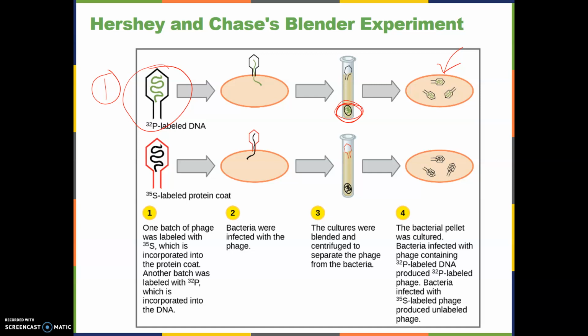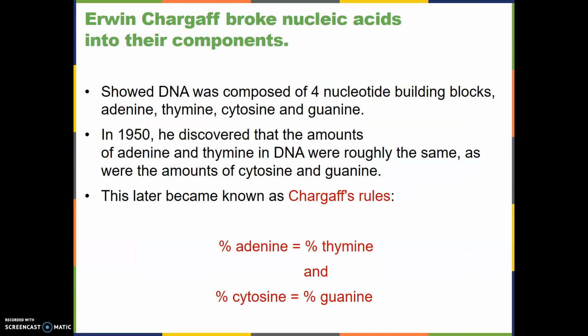And when they labeled the radioactive protein coat with sulfur, they did not find that in the bacterial cells. So it was proven by this experiment that DNA was the genetic material. DNA is the chemical that contains the code for all of our traits.